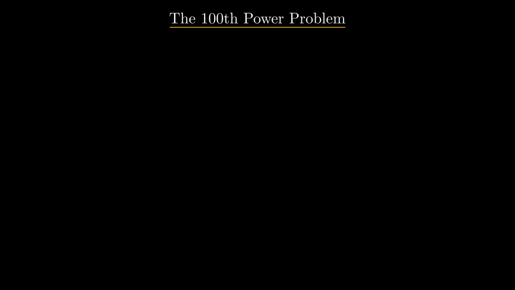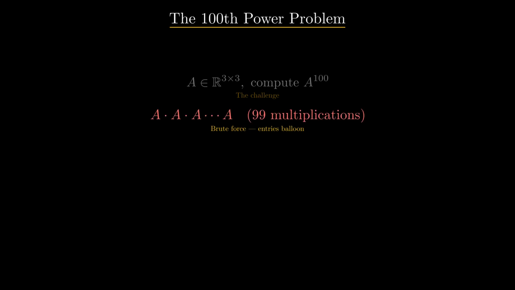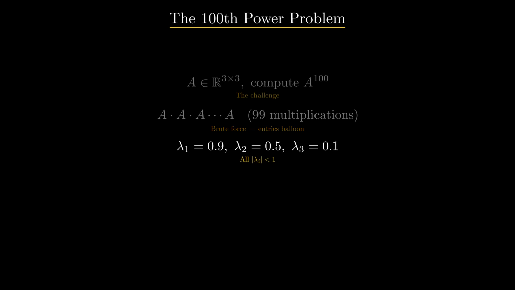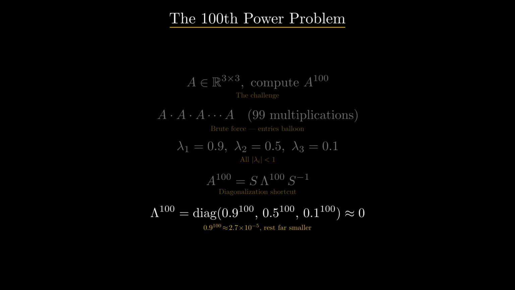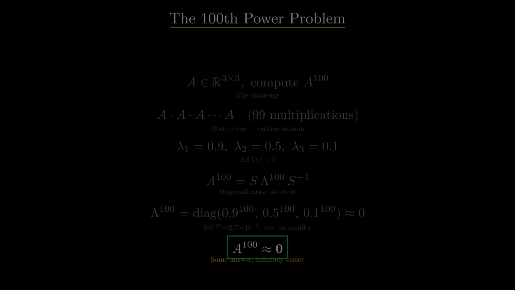Here's a challenge. I hand you a 3x3 matrix A and ask you to compute A to the 100th power. Brute force means 99 matrix multiplications with the entries ballooning at every step. But if I tell you that A's eigenvalues are 0.9, 0.5, and 0.1, I can tell you right now, A to the 100th is essentially the zero matrix. That's the power of diagonalization.